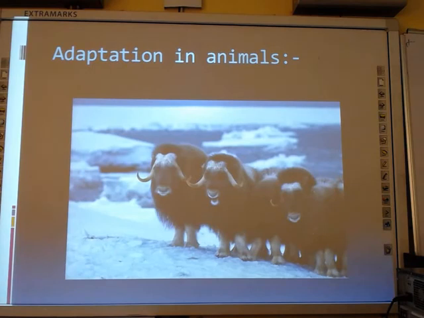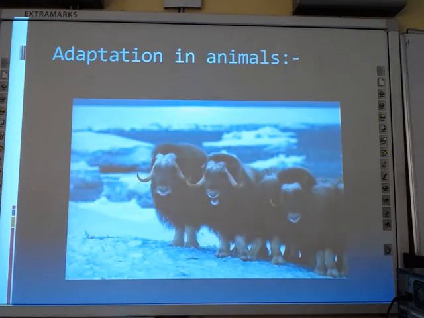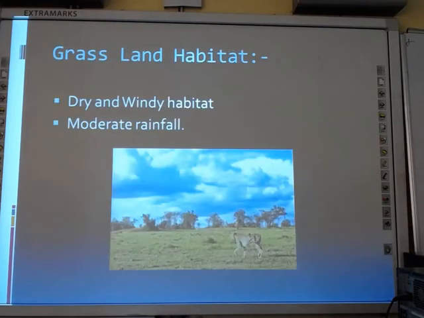Next, the most common animal you can see in the mountain region is the yak. They have a large amount of fat in their body, so they can protect themselves from the cold climatic conditions. They have hair and padded legs so they can move on the snow easily. These are the adaptations of the animals in the mountain region.